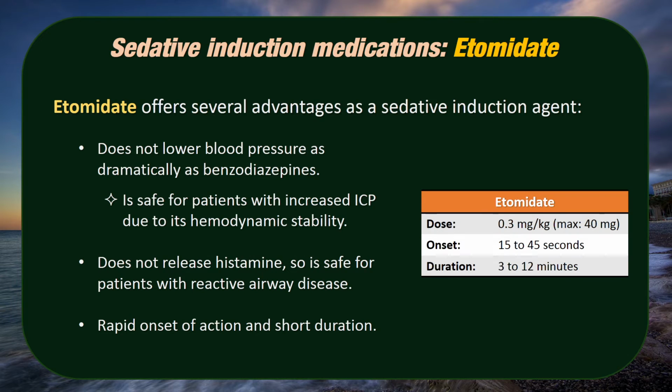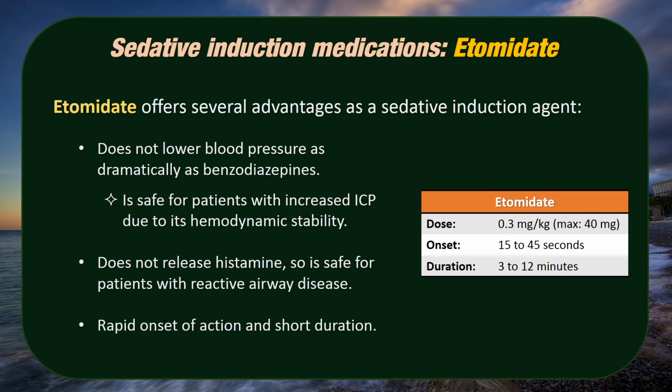Etomidate offers us many advantages as a sedative agent. It has very minimal to no effect on lowering the blood pressure, such as benzos would. Like a Versed will lower that blood pressure. It's transient, it's going to come back, but during that time, the CPP, the cerebral perfusion pressure, is going to drop.